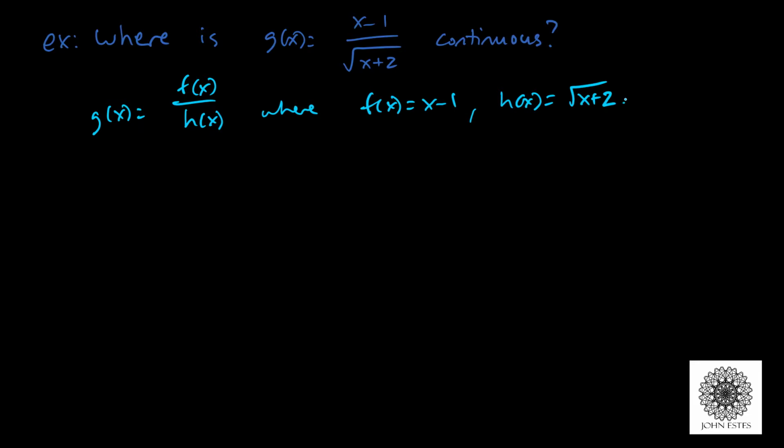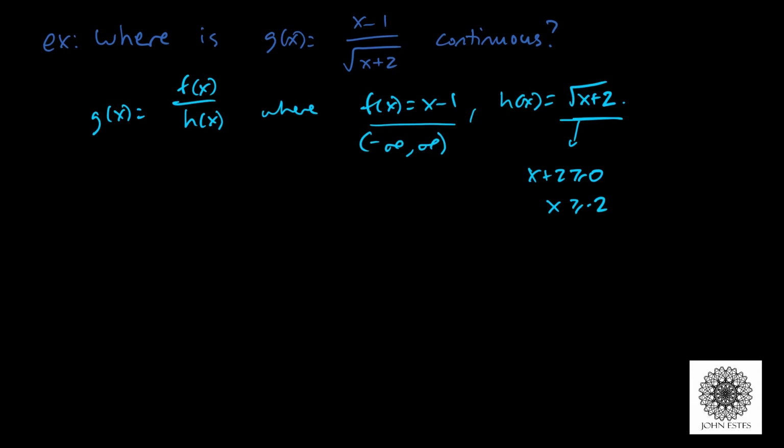Okay, so we just said that if two functions are continuous at a certain point, when you divide them, they're still continuous at that point. So that will work here. And for the polynomial, we don't really have any concerns. That guy is continuous everywhere. h of x does have some concern though. It's a root function. So what I need to know is where is x plus 2 greater than or equal to 0? So that gives me x is greater than or equal to negative 2.